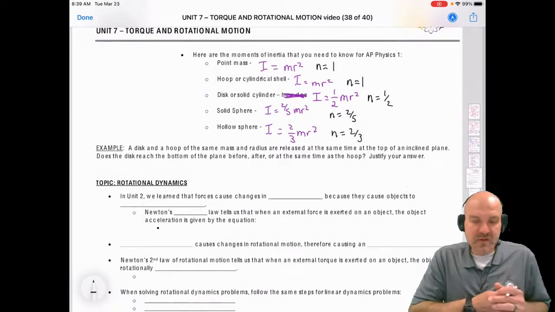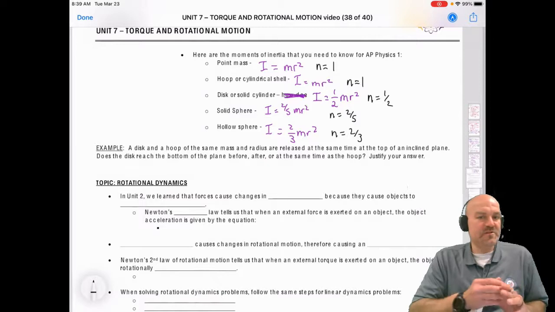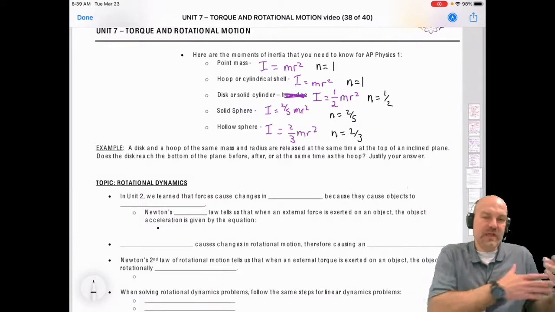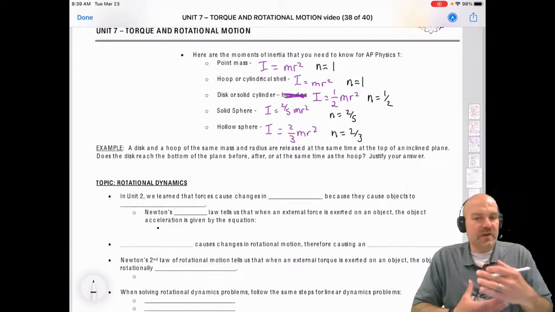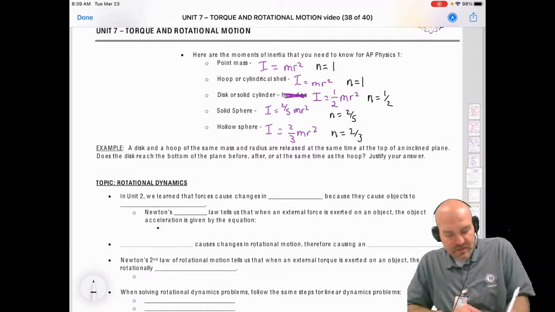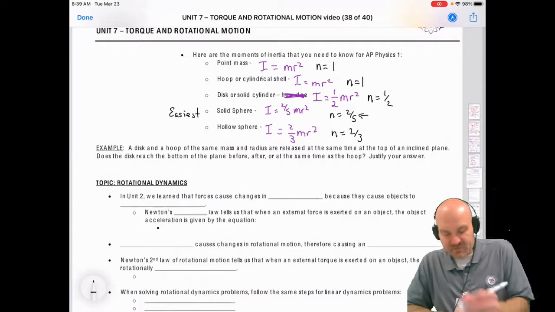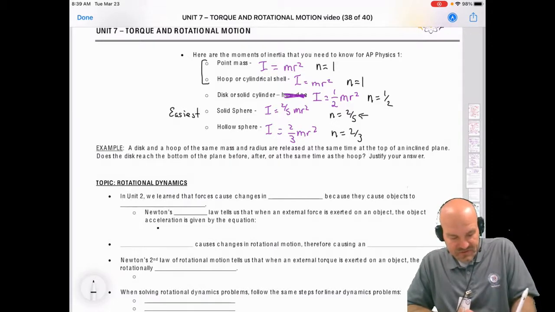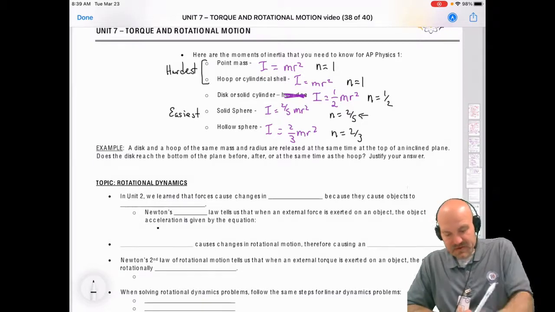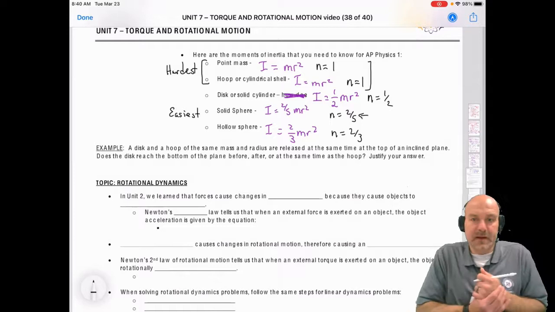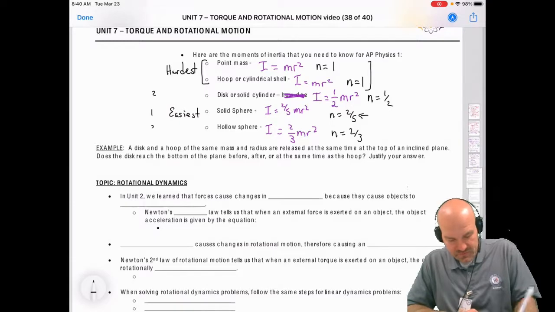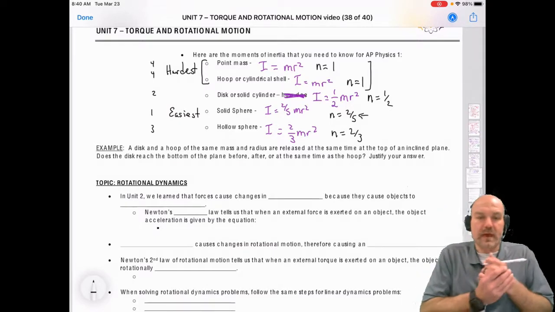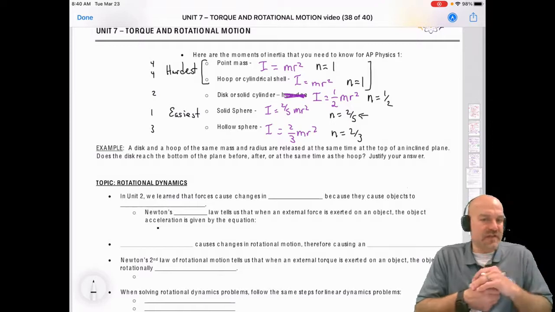The way you think about this is, if we were to organize these from easiest to rotate to hardest to rotate, you're really going to look at that n value. This would be the easiest, the solid sphere, because look at your n value, it's the smallest. And then these two would be tied for the hardest, because the n value is greatest. So going from easiest, 1, 2, 3, and then these would be tied at 4, in terms of easiest to hardest.